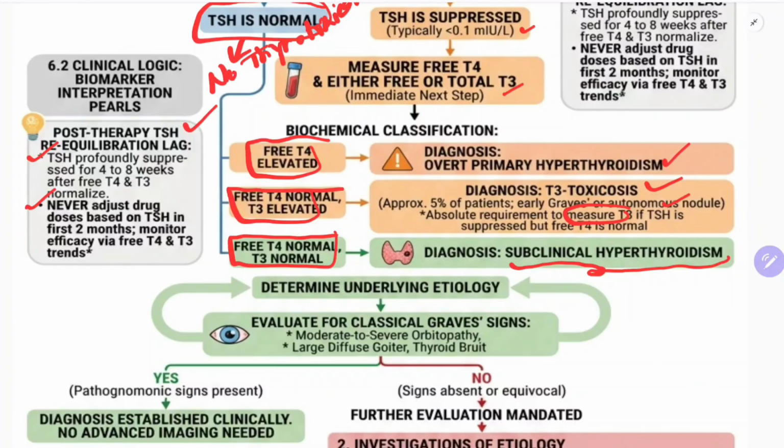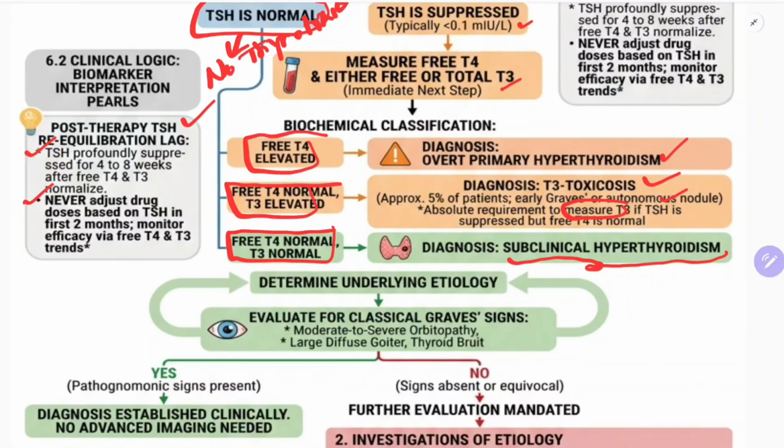Why? Because in hypothyroidism, we see the levels of TSH and we monitor the T4 dose. But in hyperthyroidism, we should not adjust the drug doses based upon TSH, because TSH will take approximately 2 months to normalize. That's why we should monitor based upon the levels of T4, T3, mainly free T4.